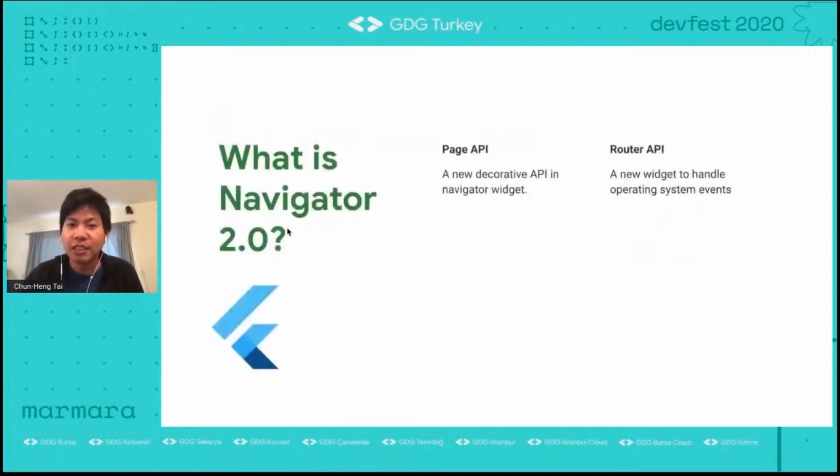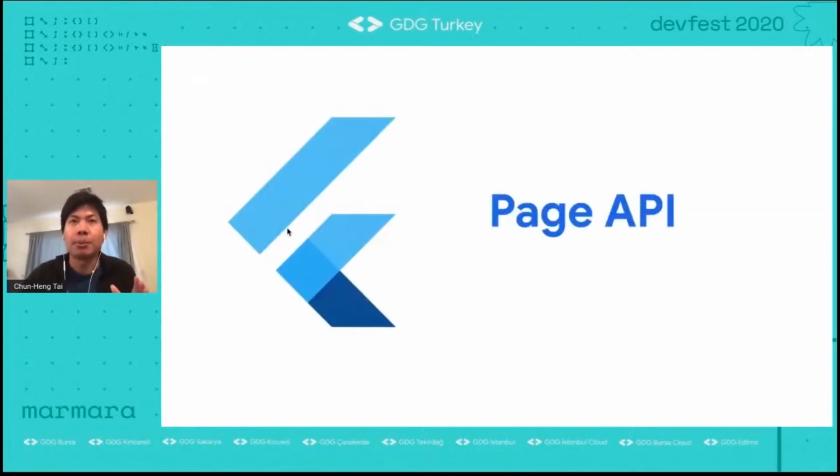So let's take a look at what exactly is the Navigator 2.0. Navigator 2.0 includes 2 different APIs. One is called the Page API. The other one is called the Router API. Let's look at the Page API first. The Page API is a new declarative API we provide for the navigator.